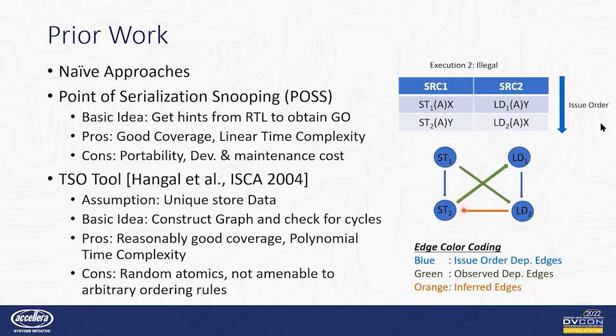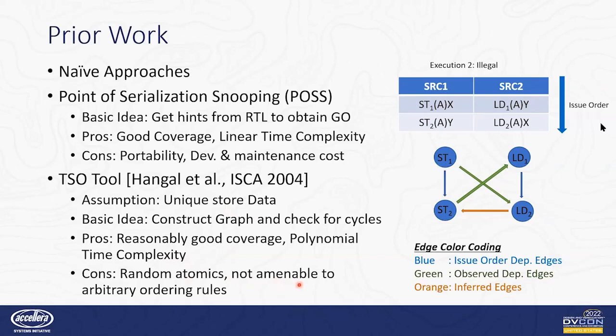But the idea is once you draw these edges, we will do a cycle analysis on the graph. And if a cycle is present in the graph, as in this case, then that execution is illegal. Again, this has reasonably good coverage because the assumptions are very limited, and this can be done in polynomial time complexity. However, because of the unique store data requirement, it's very difficult to handle random atomics, and also this method is not very amenable to arbitrary ordering rules.